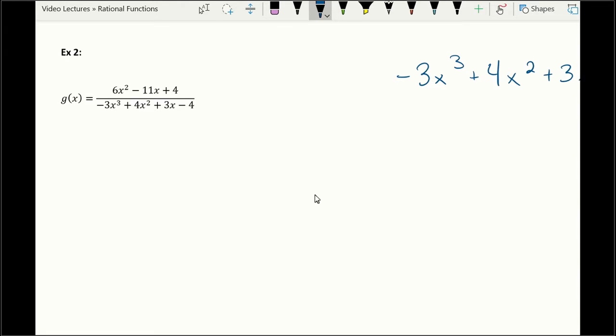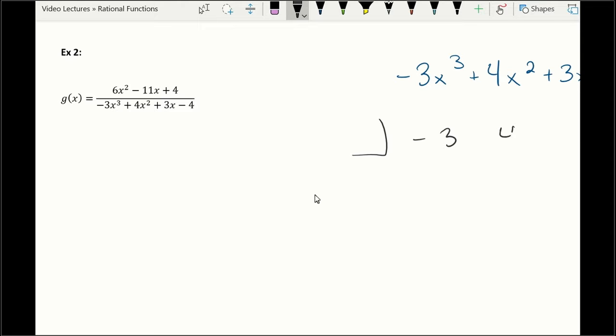Just like before, I want to know where this is 0. Now this, we can't just factor normally. So what we'll need to do is synthetic division and just try to keep guessing at some numbers until we get something that works.